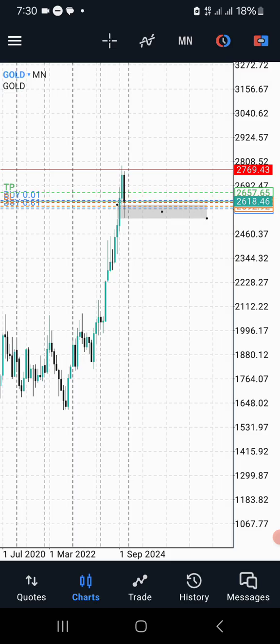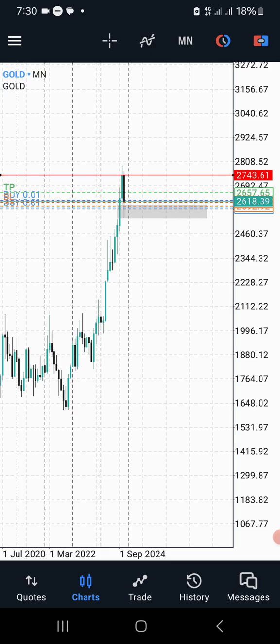So the idea I had was I want to see support in this fair value gap and then see price target this buy side liquidity at 2787.44, right? Or at least the highs of those candles there, right? So that is the idea.